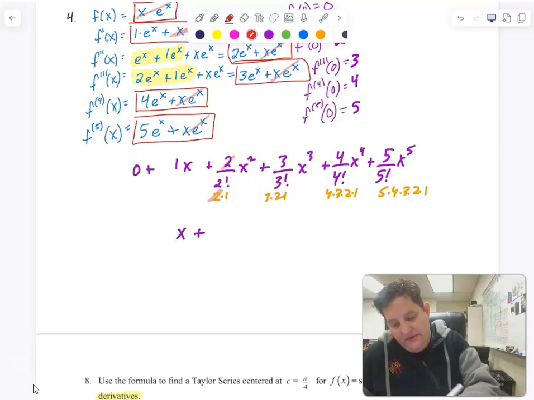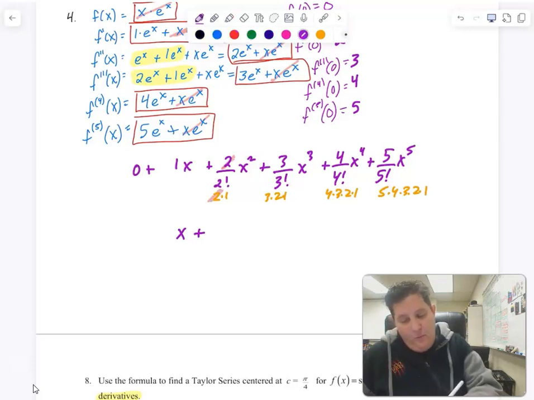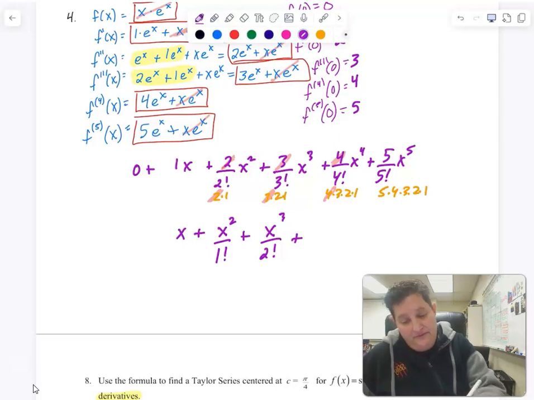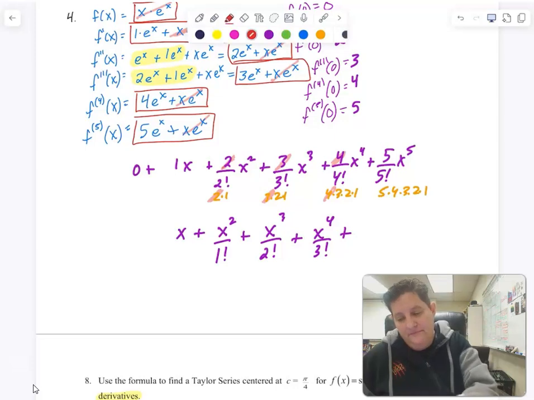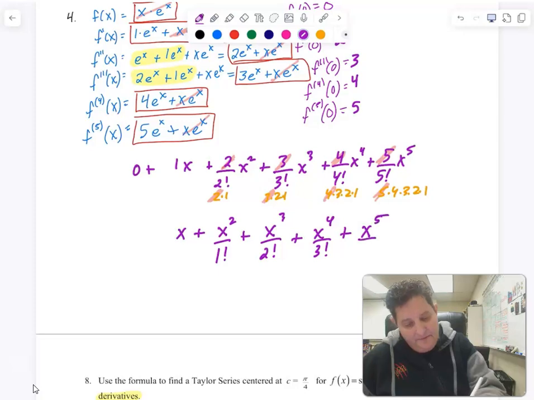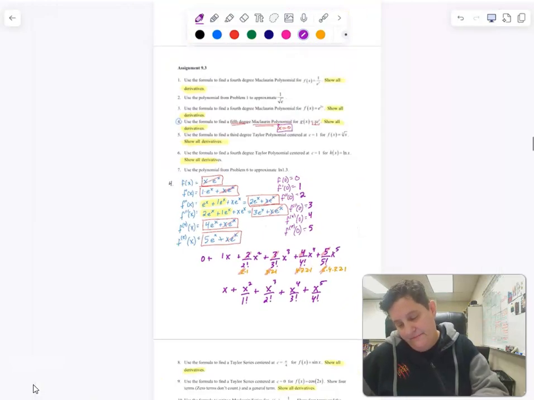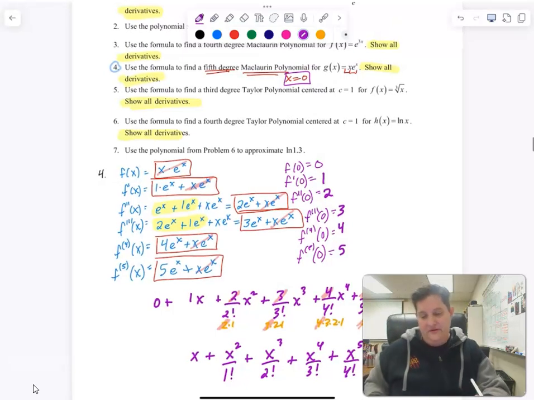that 2 cancels with that 2. Now I still have 1 on the bottom, which is what my pattern's going to be. That's going to be 1 factorial. And then that 3 cancels with that 3, but I still have 2 factorial. And then that 4 cancels with that 4, but I still have 3 factorial. And so on, okay? That 5 cancels with that 5, but I still have 4 factorial. Alright? Formula, find the 5th degree for x e to the x.